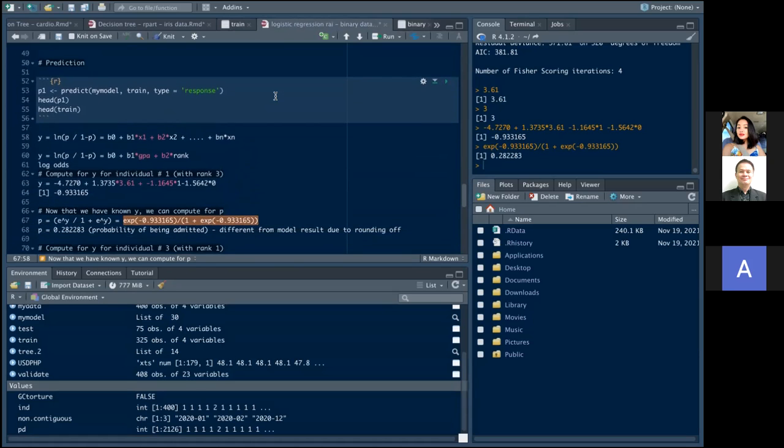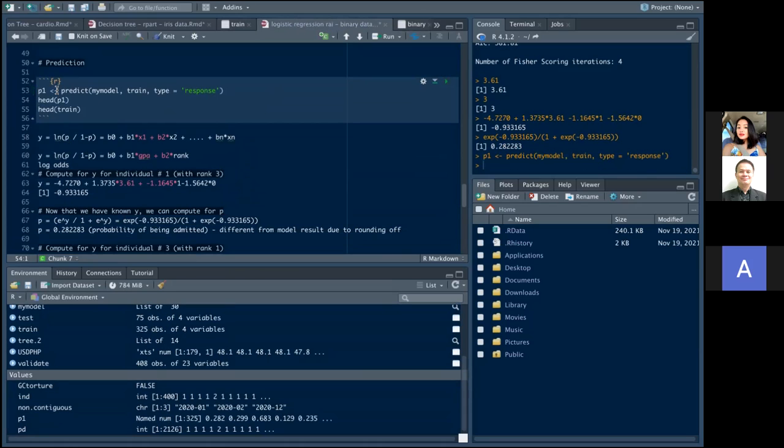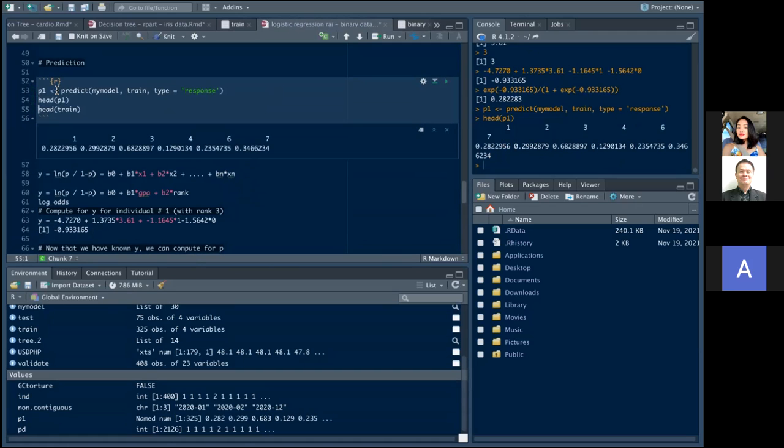So let's run row 53, and then row 54. Take a look at that, guys. These are the first 7 values of the prediction of our model. Take note for number 1, it's 0.2822, the same, except for some differences because of rounding off. Our prediction was 0.282283. The actual computation was 0.2822956. So the first 4 decimal places are correct. So these are the predictions.